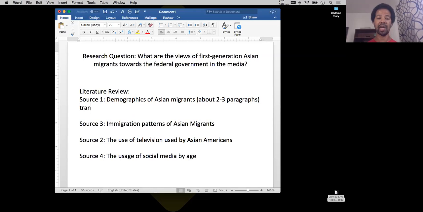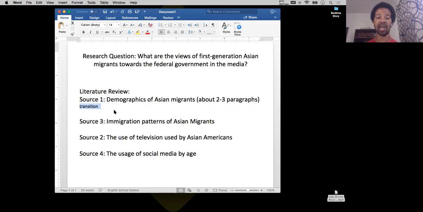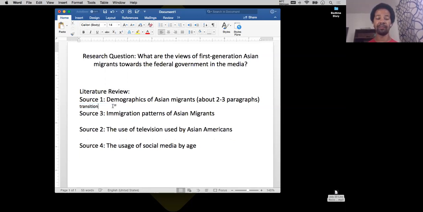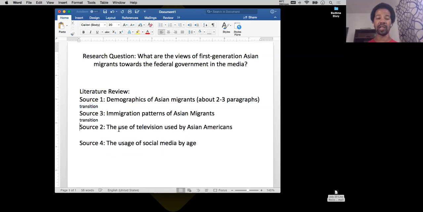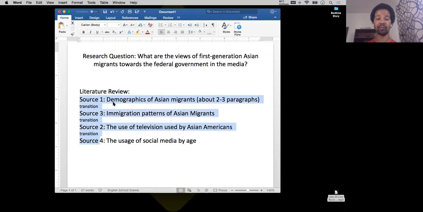After that, I'd add a transition. What I mean by transition is, instead of just having the article and the description of what the article is saying, I add a few transition sentences right at the end of the last second or third paragraph, which will lead into the next article. In doing so, I'd have my literature review.